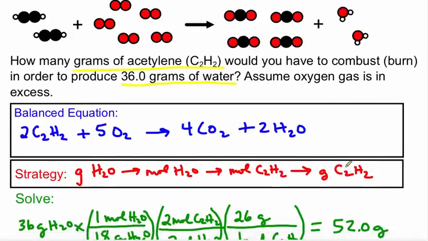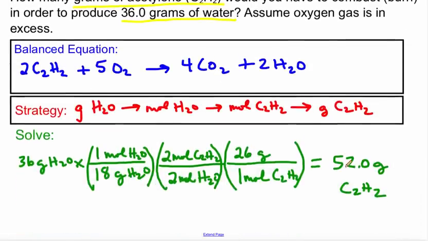And the work for that looks just like what you see down below. Notice if we do a quick unit analysis, we start with our measured mass of water, and we convert that into moles using the molar mass of water, which is 18. We then convert from moles of water into moles of acetylene using the mole ratio, because the ratio in question is 2 to 2. And then we convert from moles of acetylene into mass of acetylene using the molar mass of acetylene, which is 26 grams. And our final answer, which we should give to 3 significant figures, is 52.0 grams of acetylene.